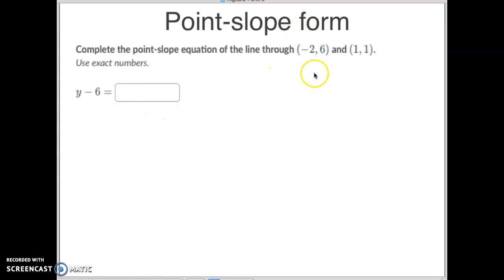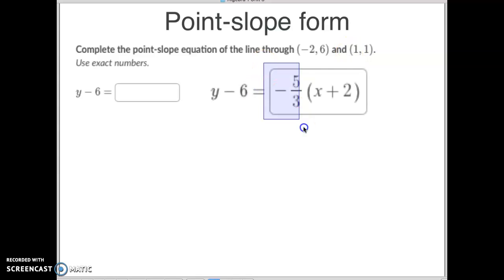So we need to figure out the slope. Well, the slope, if you remember, is you're changing your y from 6 to -1, it went down 5. And the x coordinate went from -2 to 1, up 3. So you can see the slope went down 5 and up 3, or over 3. So there is your slope. You need to calculate that each time.